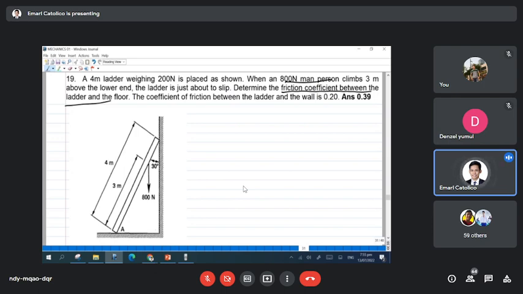Okay. So paano ba ito? Wait lang. Okay. So kunin natin yung center, which is 2 meters. So kung ito 3 meters, automatic 1 meter.